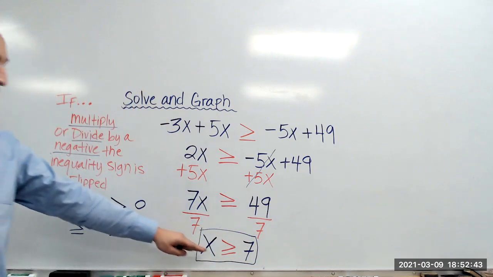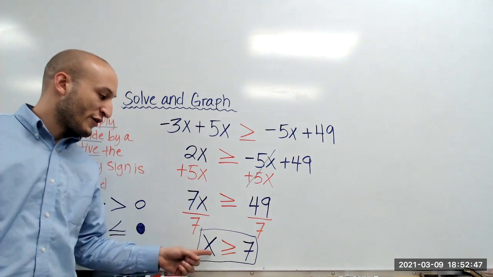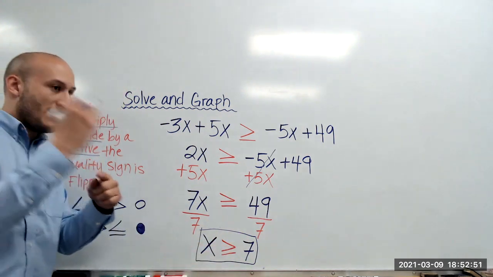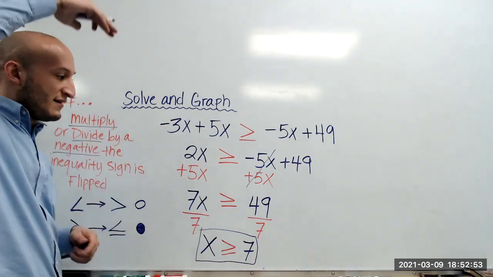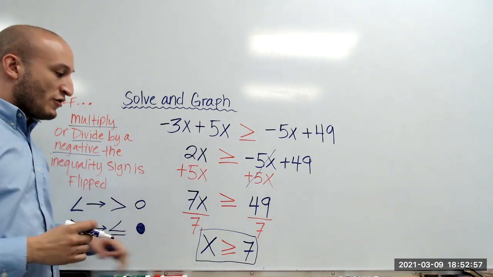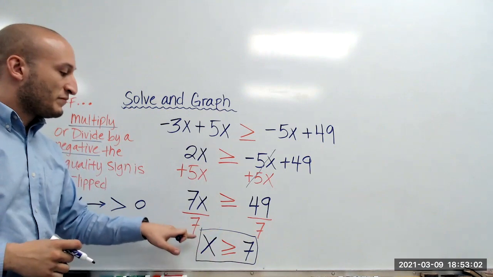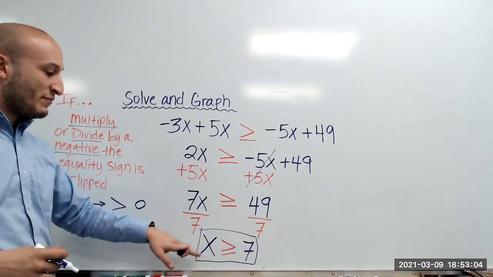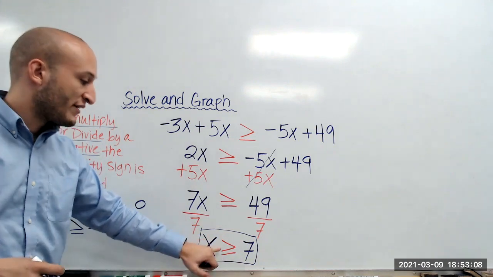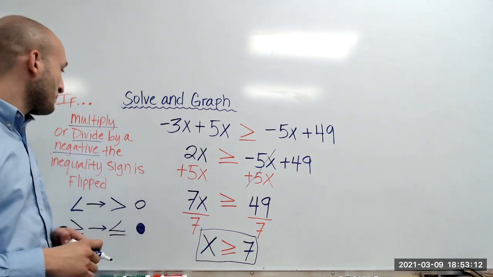Now, this reads, all my values of x are going to be greater than or equal to 7. So that means 7, 8, 9, 10, 11, 12, and so on to infinity are the values that are included in here. Now, if I had 6, 6 would not be a solution to this, because it says my solutions are all greater than or equal to 7. 6 is not greater than 7, just so you have an idea.